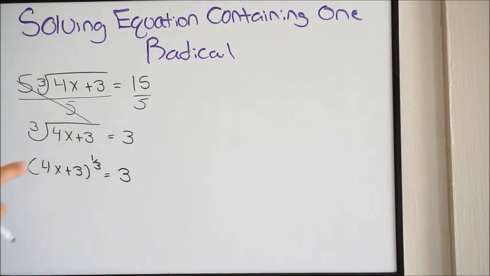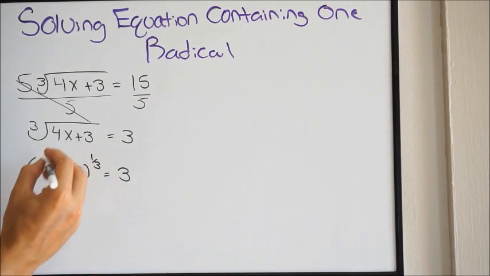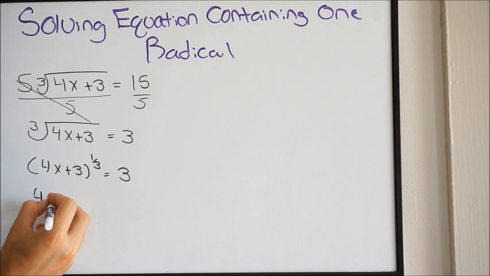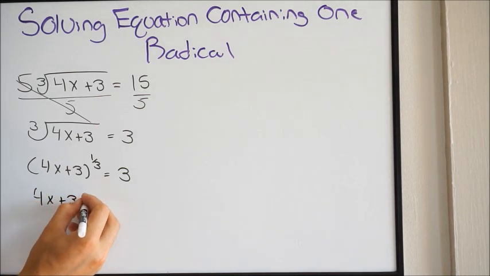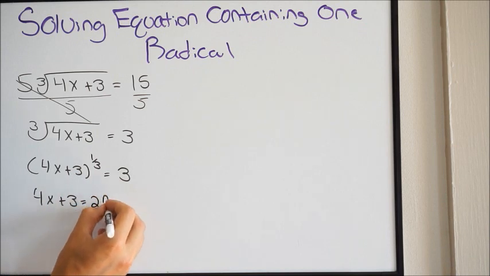Now, how do you think we're going to get rid of this exponent? Well, we're going to raise both sides to 3, right? Because 3 divided by 3 will be 1, and we'll be left with an exponent of 1. So essentially, we'll just be left with this part here, right? So we're going to go ahead and just raise both sides to the power of 3. So we'll have 4x plus 3 equal to, now 3 to the third power is going to be 27.